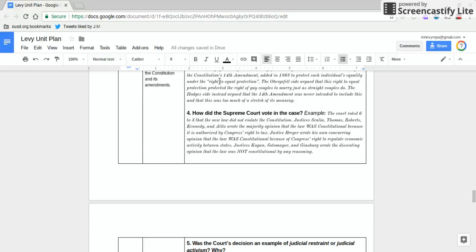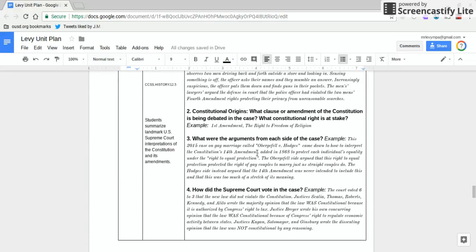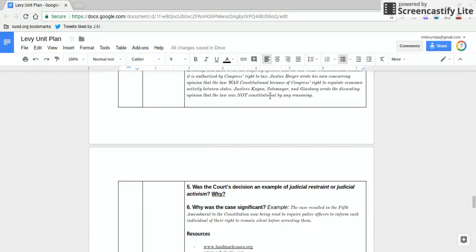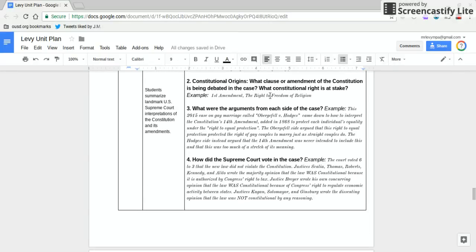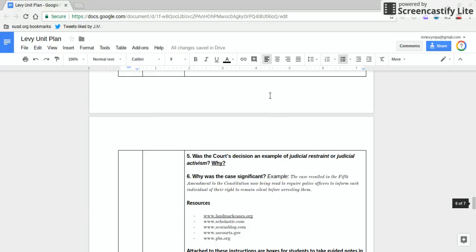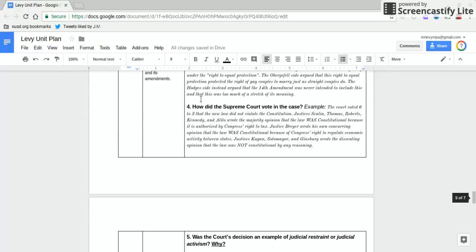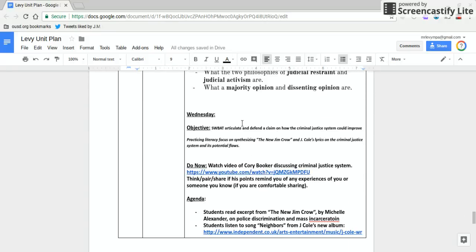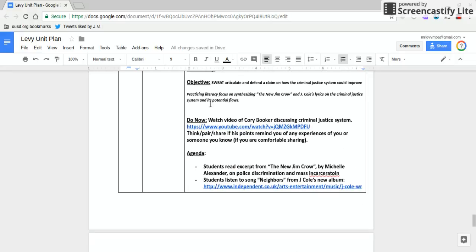Then we use the stop and frisk case as an example of what I expect them to do for their summative assessment, analyzing what the case was about, what clause or amendment of the Constitution is being debated, or what constitutional right is being debated, what the arguments were on each side, how the Supreme Court voted. These are all critical elements of the stop and frisk case, which I use to model for students what they will eventually be doing for me. As you can see here, I scaffold by giving them some pre-given resources as well.